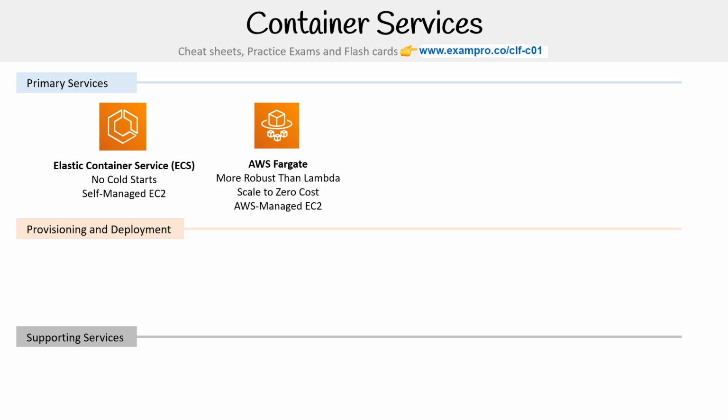Then you have AWS Fargate. So this is more robust than using AWS Lambda. It can scale to zero costs. And it's being managed by AWS Managed EC2. However, it does have cold starts, so if you need containers launching really fast, you might be wanting to use ECS.